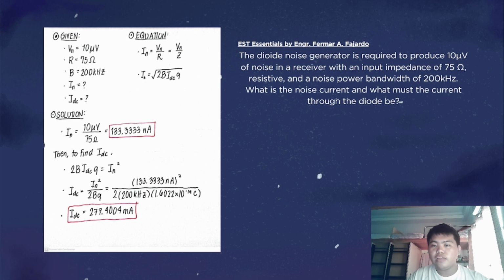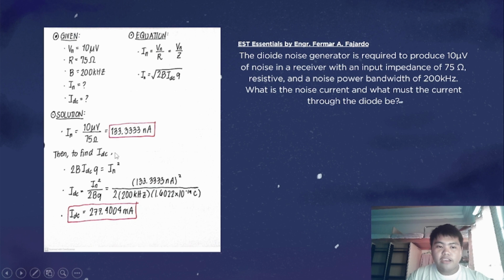And also, in order to determine the current through the diode, we need to use this equation: I sub n is equal to the square root of 2B times I sub DC times q. So we need to find first the noise current. So just simply substitute the values and we get 133.3333 nanoamperes.